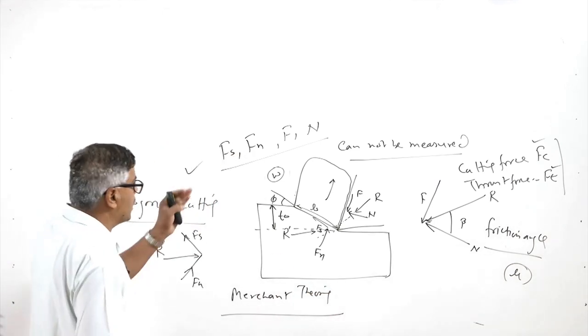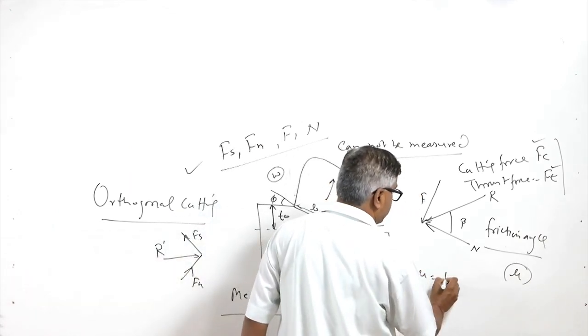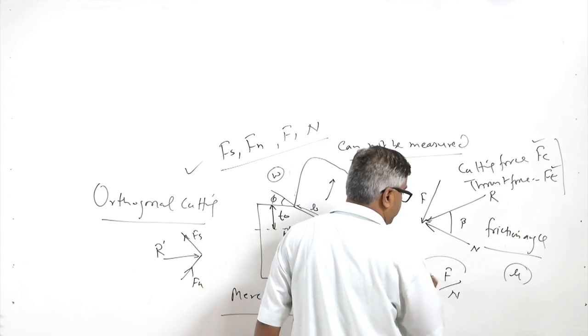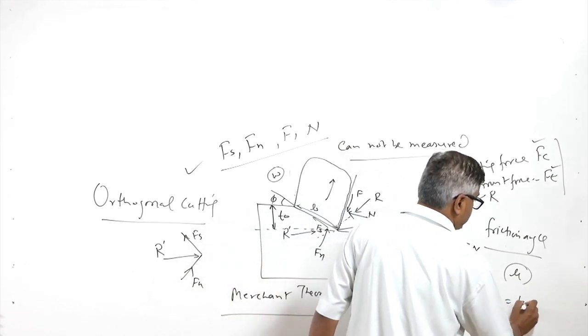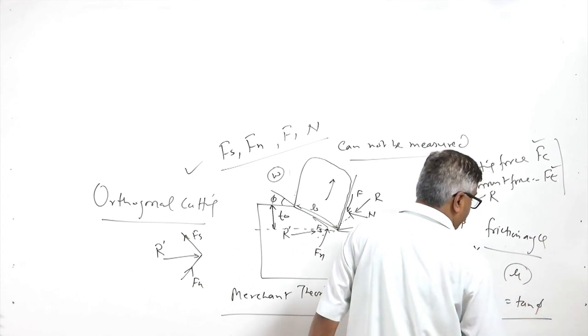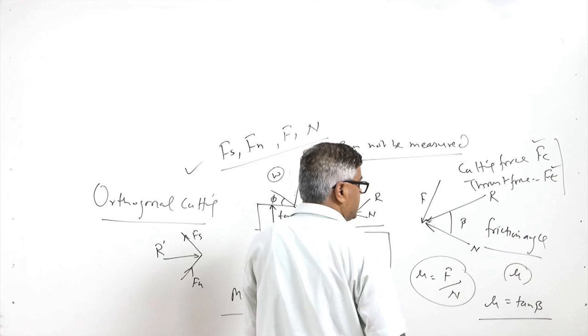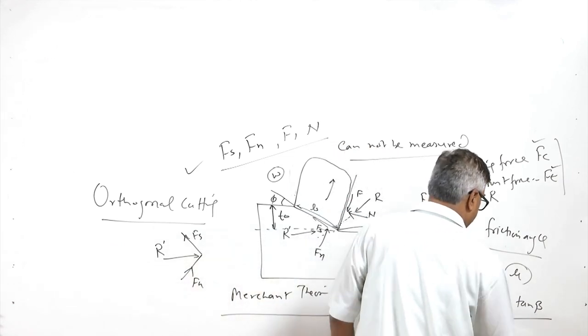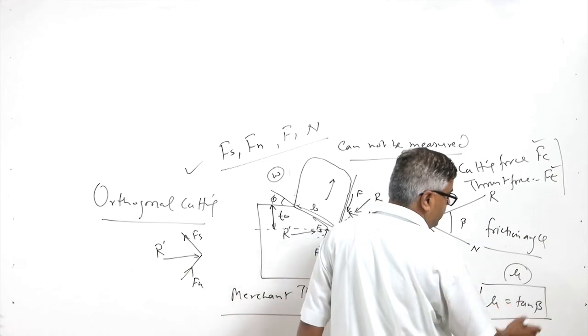If we try to find the relationship here, mu is basically F by N, the friction force divided by the normal force, and mu is also expressed as tan beta. So, the coefficient of friction mu is equal to tan beta.